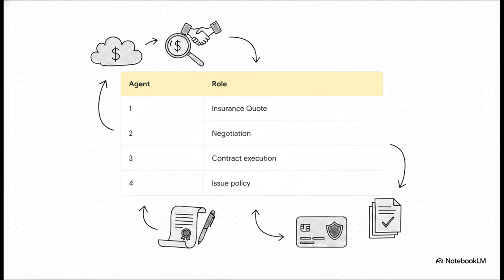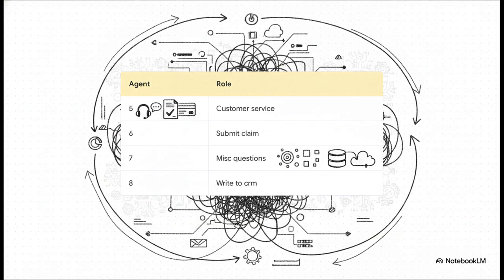Agent 1 handles the initial insurance quote generation. Agent 2 takes that quote and specializes purely in negotiation. Once they agree, Agent 3 steps in for contract execution, and Agent 4 takes the final baton to actually issue the policy. This strict division of labor is exactly what makes the system so remarkably accurate. And the workflow just continues seamlessly to cover the entire business lifecycle.